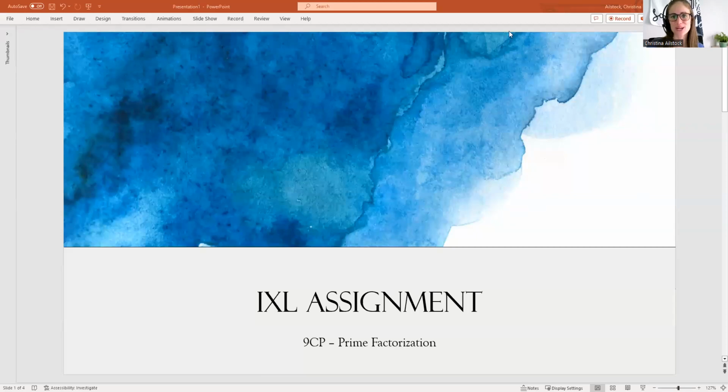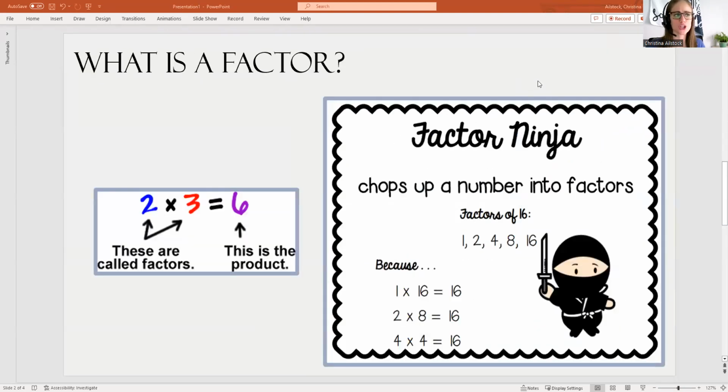Hey everyone, today we're going to be working through IXL assignment 9CP, prime factorization. Before we get started, let's go through some vocabulary words. So first off, what is a factor? Because if we're doing prime factorization, we kind of need to know what a factor is.